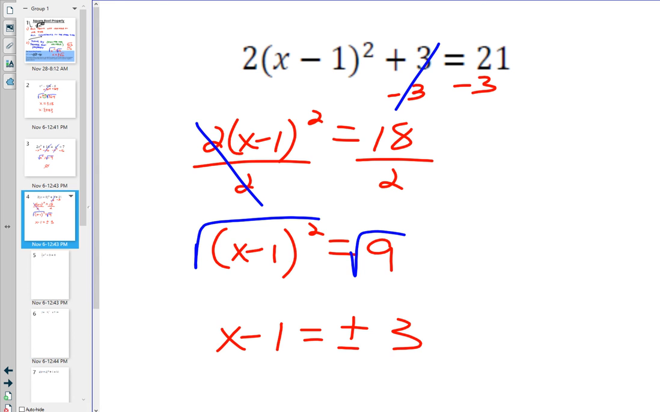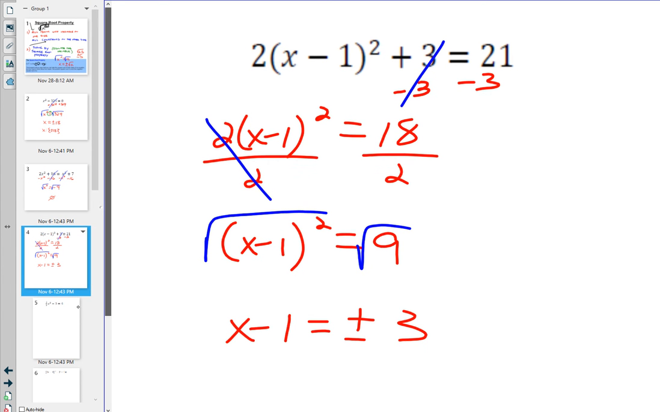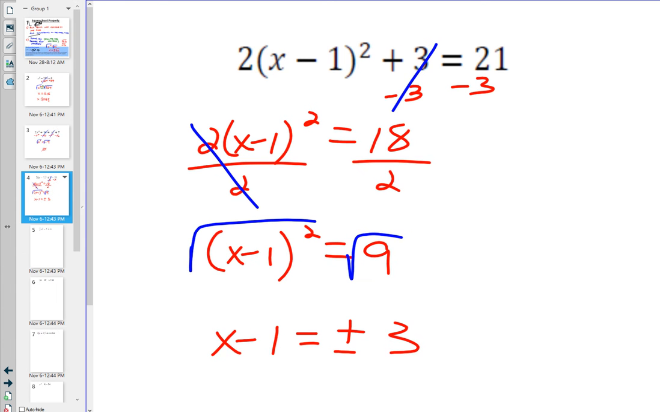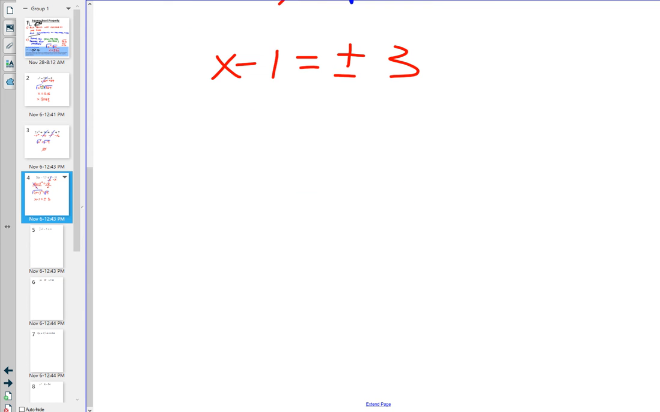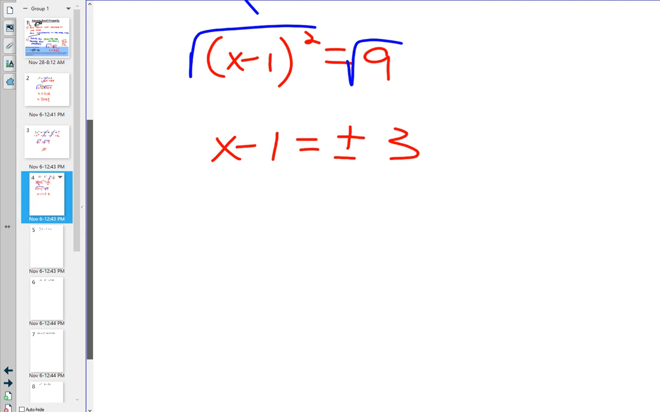But since there is still an operation to be done, what I need to do is break this up into 2 equations, kind of like I did with factoring. Remember how with factoring I would get 2 different equations and make them each equal to 0? I got to do the same thing here because there's still work to be done. So now I would get this x minus 1 and make it equal to positive 3, and I would get x minus 1 and make it equal to negative 3. Because that's what plus or minus means.